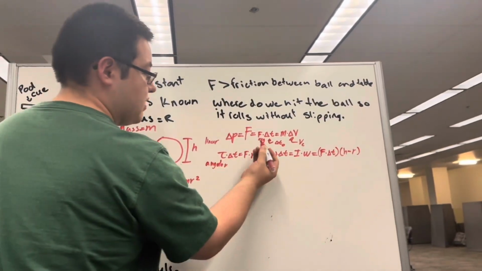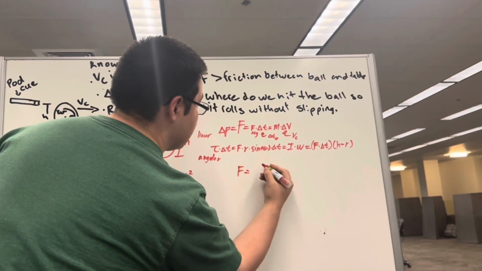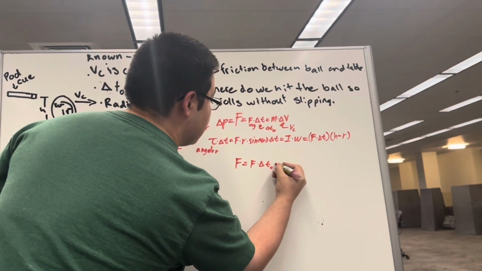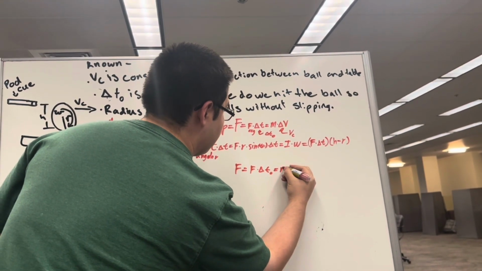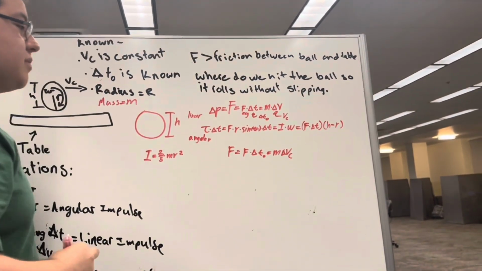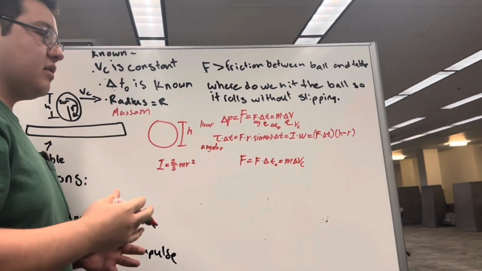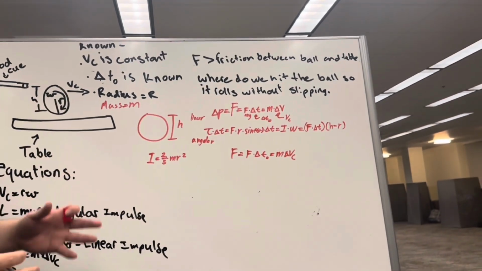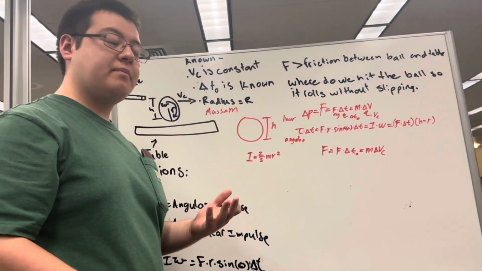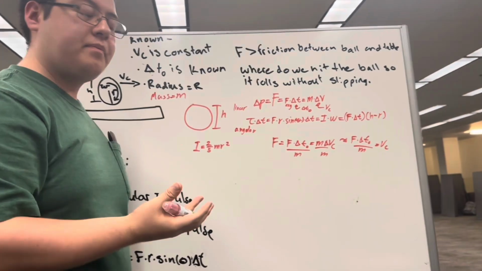For the force average, it would just become force. So what we can do is write this as big F equals force times change in t naught equals mass times change in VC, or centripetal velocity. We can rearrange this so that we can find out what VC is, because we're going to be using this equation, which is VC equals R times omega. So then we just solve for it.